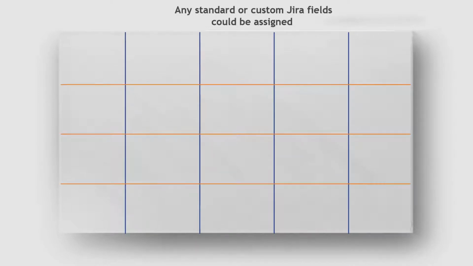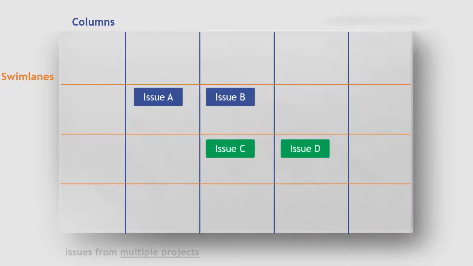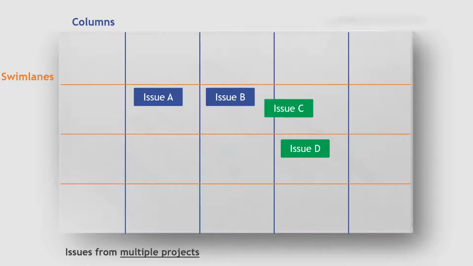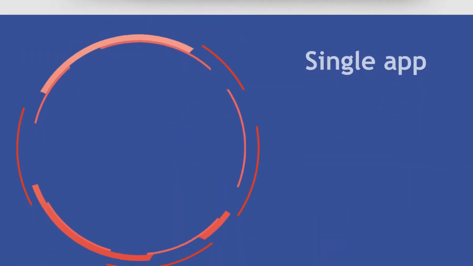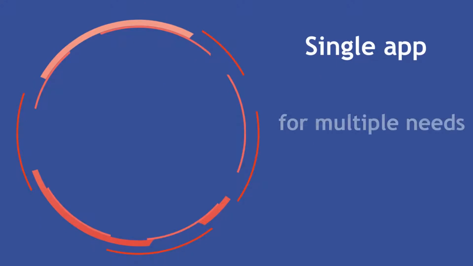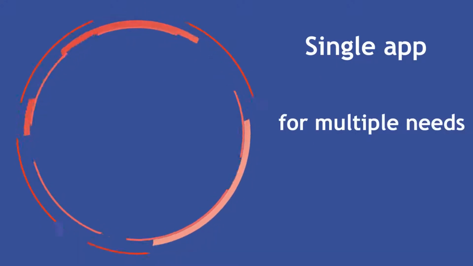By using a DOM, you are able to build a board where values from any standard or custom Jira field will be used as columns or swimlanes. As a result, you will get a matrix where all the issues will be arranged according to their values in those fields. By moving the issue from one cell to another one, fields will be automatically updated. Also, you are able to see a dependency between the issues on the board. This provides great flexibility, so the single application can cover multiple needs in your company.